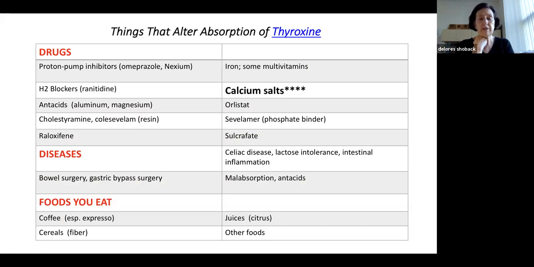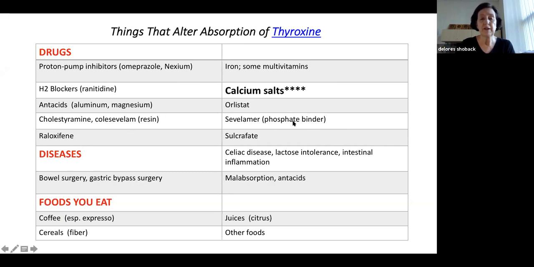Like I said, many of you take thyroid hormone, so there's an even longer list of medicines that affect the absorption of thyroid hormone or thyroxine. Again, the proton pump inhibitors, iron in multivitamins or just iron by itself, okay? The H2 blockers like ranitidine can affect the absorption of calcium. Antacids, sometimes people are using these bile acid binding resins for cholesterol.